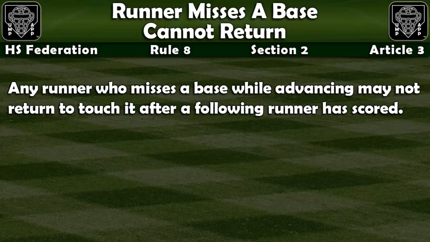Federation Rule 8, Section 2, Article 3. Any runner who misses a base while advancing may not return to touch it after a following runner has scored.